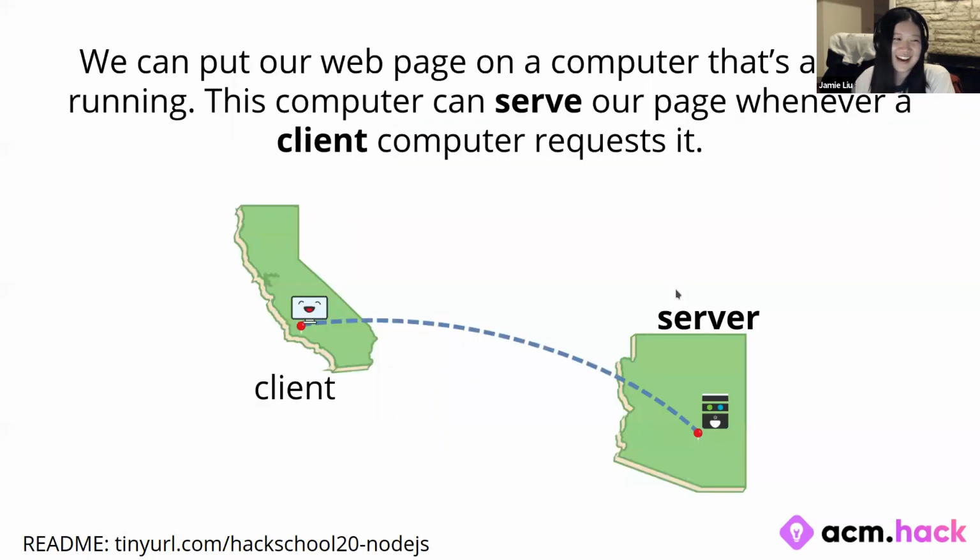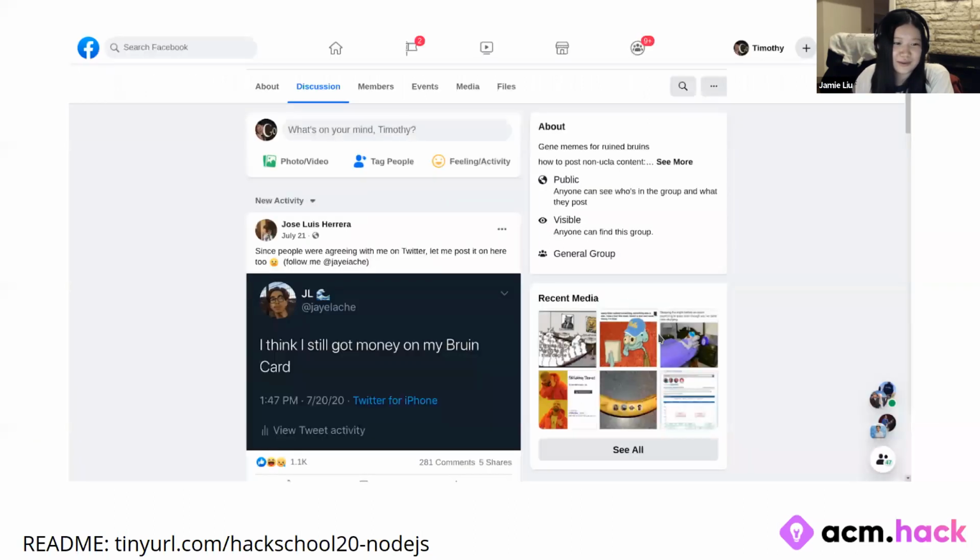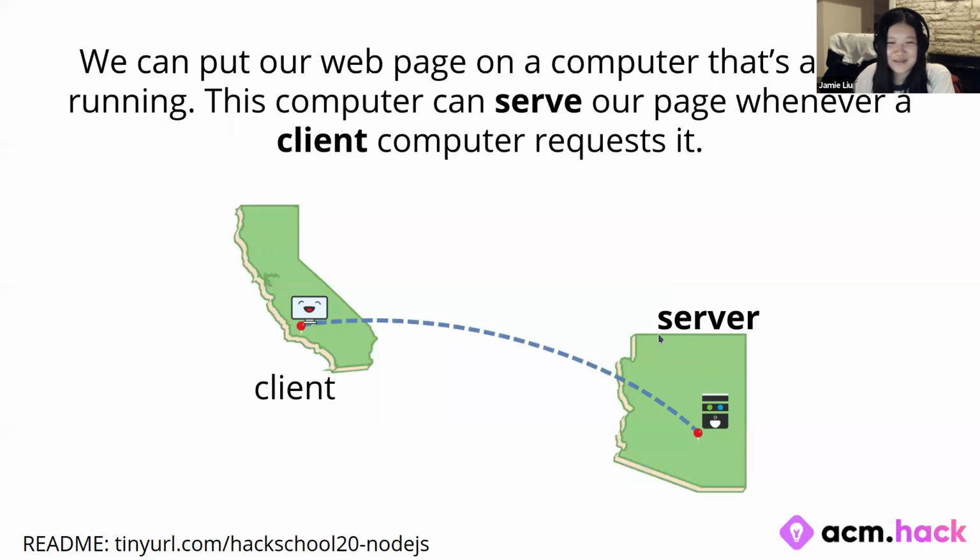We can put our web page on a computer that's always running, and we call this computer the server. In the little diagram, it's the one on the right. This computer can serve our page, that's where the word server comes from, whenever the client computer requests it. That way, we can just send our friends some sort of URL or link, and their computer can request the site from that server without having to download the code and run it themselves. You might remember from Hackschool session 1, which was eons ago, that if you type a URL in your browser and press enter, your computer is actually going to make a request to some server to get all the files for the web page.